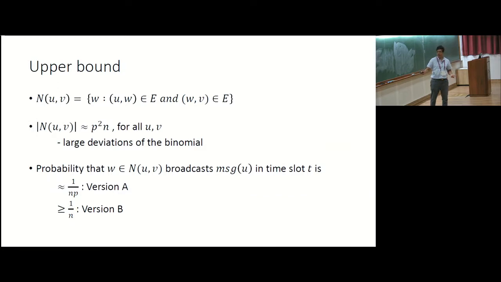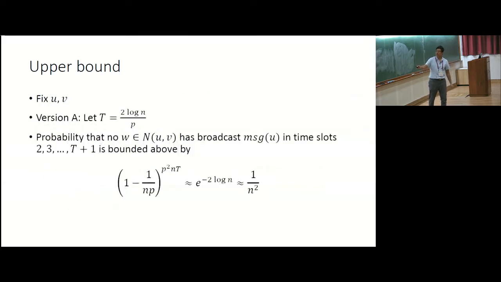So in any one round, what's the probability that they don't pick the message of U? And you keep repeating this. How many rounds can you go with never having picked the message of U? If you take T to be 2 log N over P, what you can show is that the probability that you never pick the message of U decays like this, the probability per round to the power of this many rounds. So it goes like 1 over N squared.